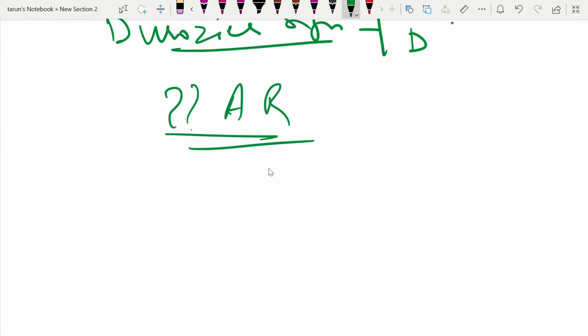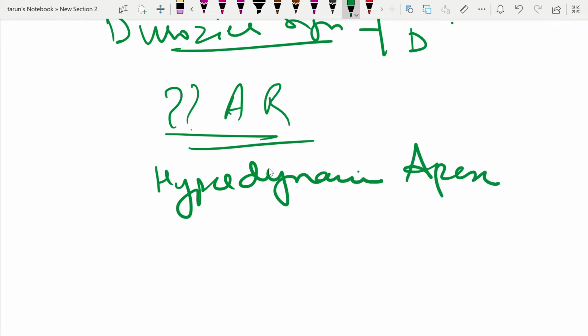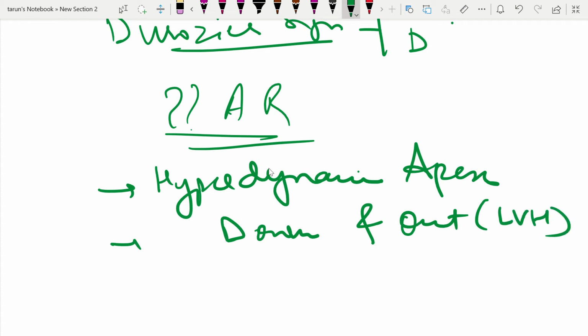So features of LVH will be there. The apex will be hyperdynamic, and it can go down and out. So what type of apex will you get? You will get a hyperdynamic apex, and the apex can go down and out because of the LVH.